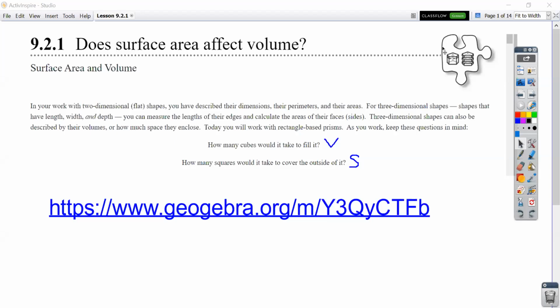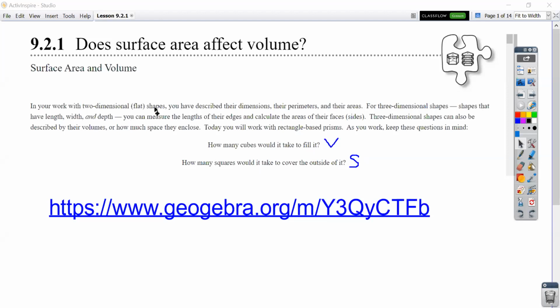Hello students, today we are learning lesson 9.2.1, surface area and volume. When you do this lesson together with me, keep in mind there are two questions. First, how many cubes would it take to fill it? That means they are talking about the volume. And the second question, how many squares would it take to cover the outside of it? That means they are talking about the surface area.